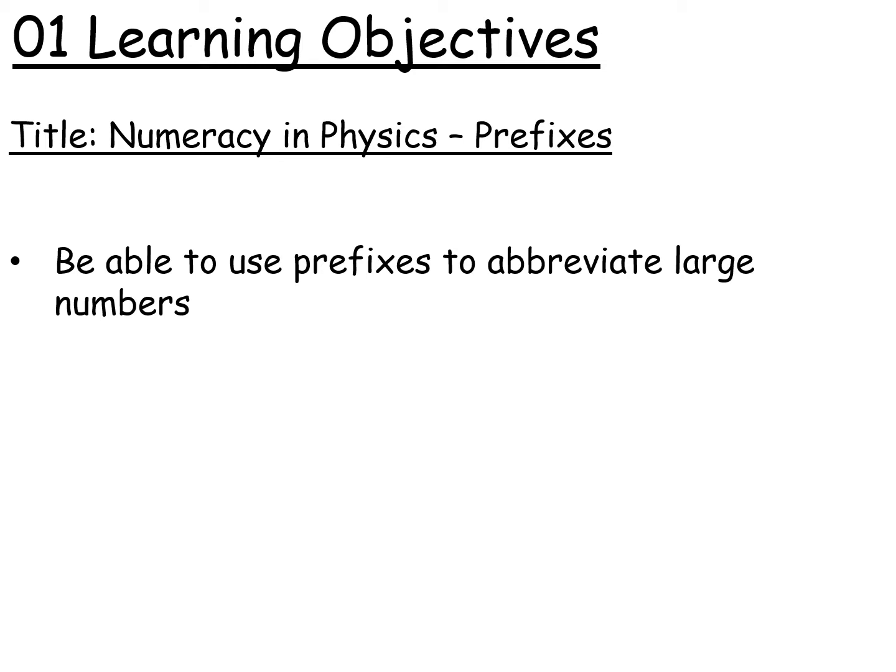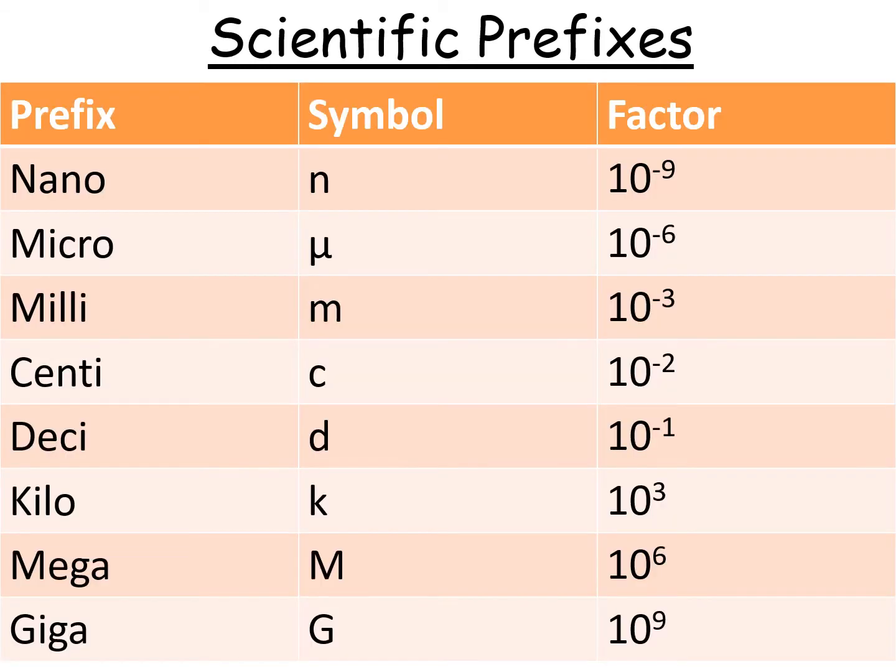Okay, so here are the prefixes that we use, and the prefixes have a name. So the names are given down the side here. Okay, and then they have a symbol because we're lazy as physicists. We don't always write down the full name. And then we have the factor, so we know what the prefix actually stands for.